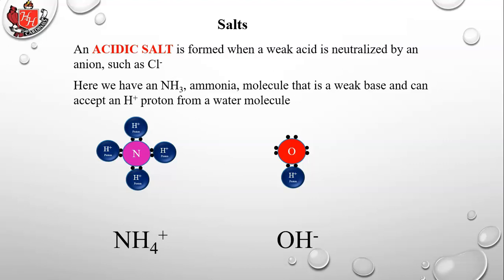It'll create a conjugate acid, NH4+. It's a conjugate acid of ammonia. So it's positively charged because it accepted a proton. The water molecule lost that proton, so it's now a hydroxide ion, and that's the definition of a base. It's a solution that has hydroxide ions in it.